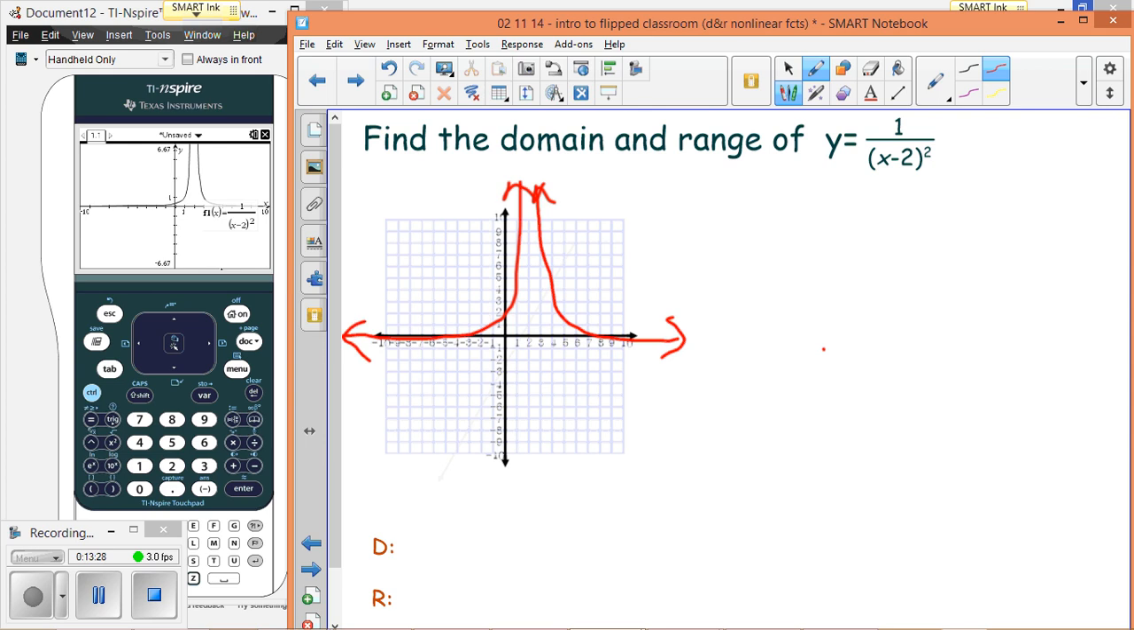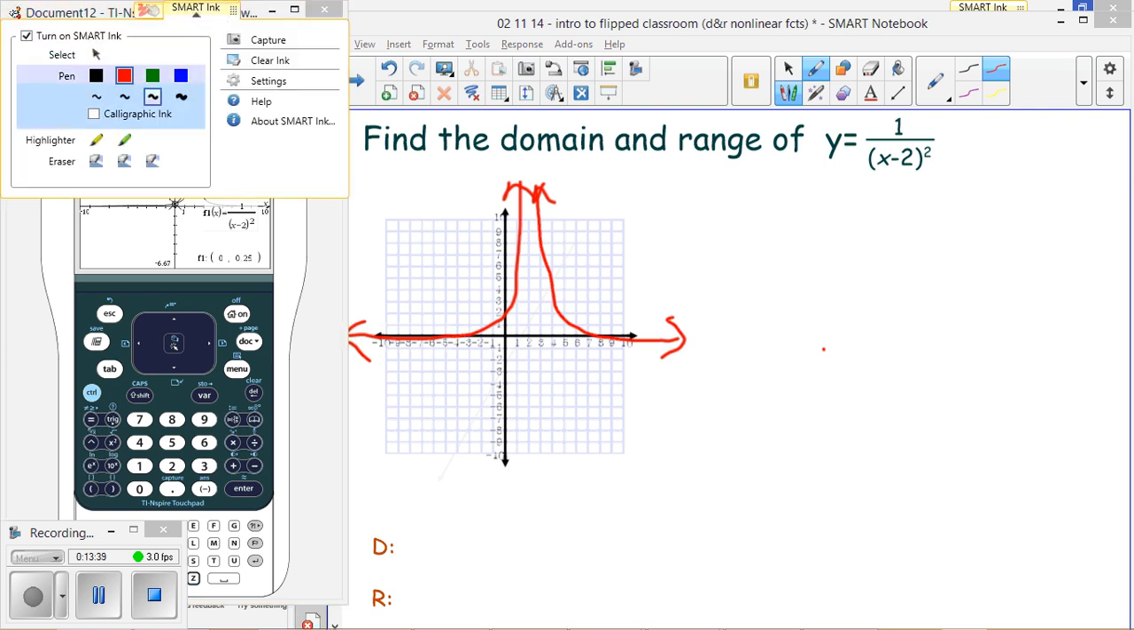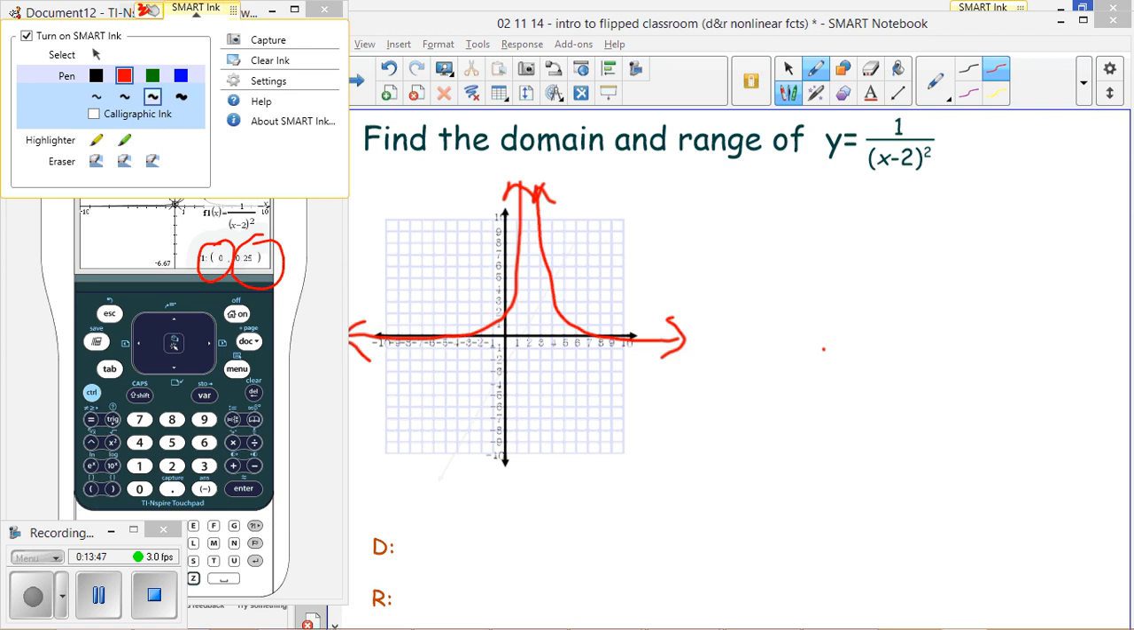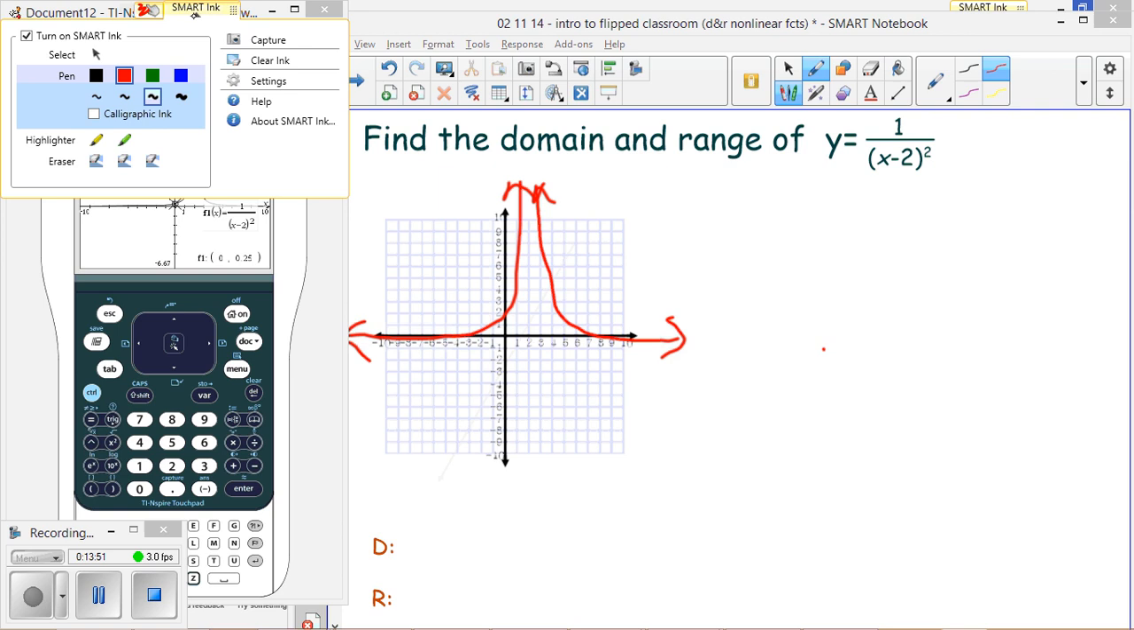Let's trace this for a second. Let's see if I remember how to do that. Yeah, I'm going to trace this graph. And what that means is I'm just going to use the left and right arrow keys, and you can look down here as I'm doing this. Here's your x value, and here's your y value. Okay? So just watch what happens as I am doing this.